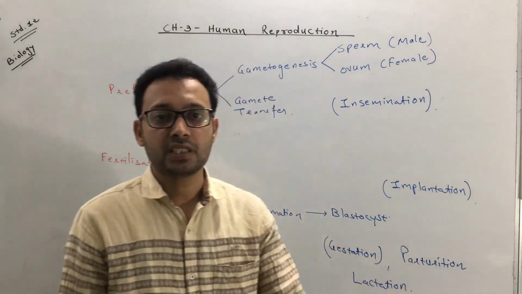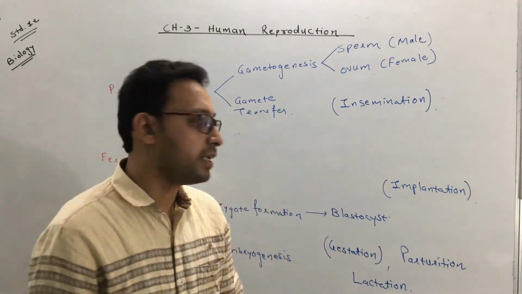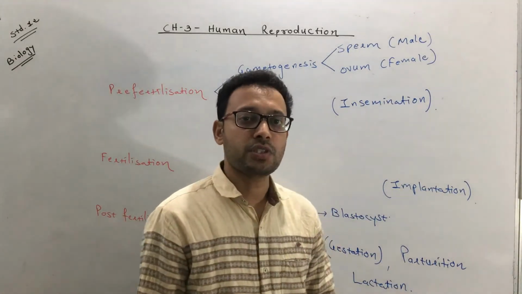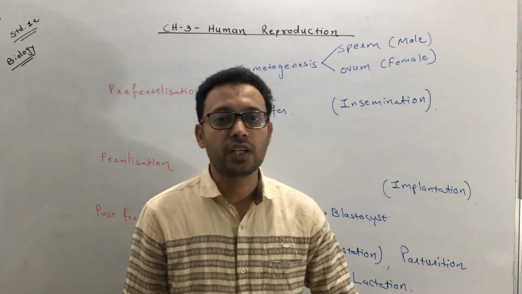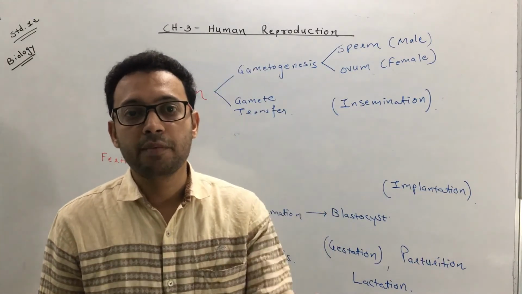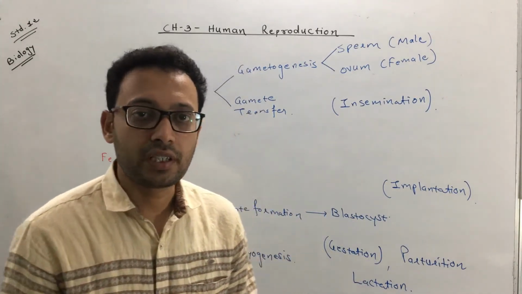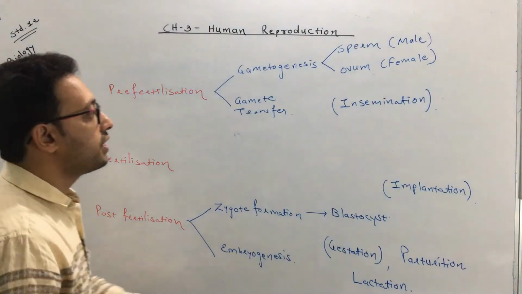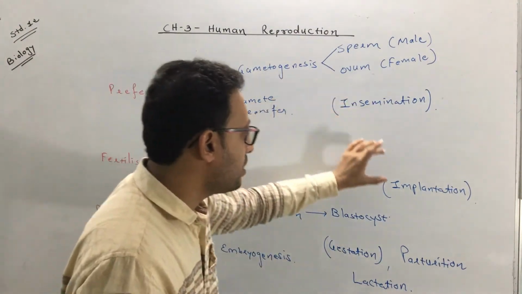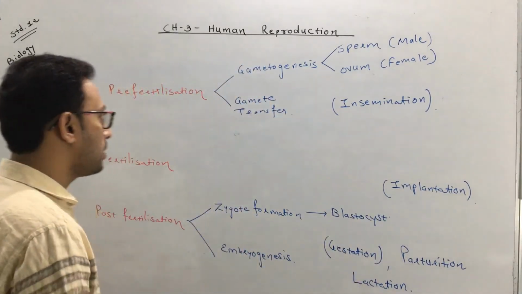Parturition. Parturition means the delivery of a young one, the delivery of a baby or the birth of a baby. That process is called parturition. And the final one is called lactation, meaning providing a mother's milk to a baby. This is called the lactation process. So that's all about the few terms you have to remember: insemination, implantation, gestation, parturition and lactation.